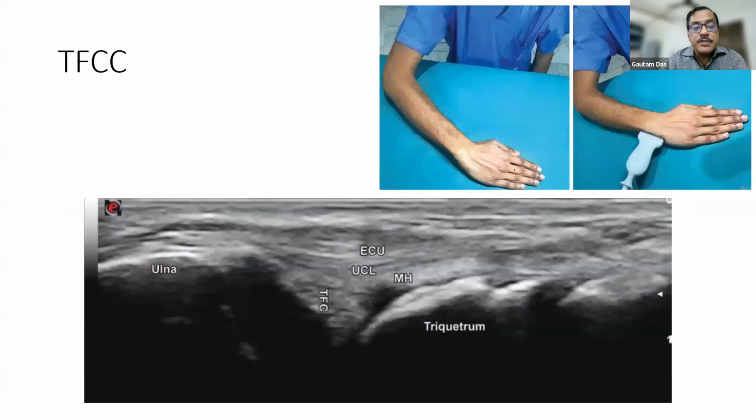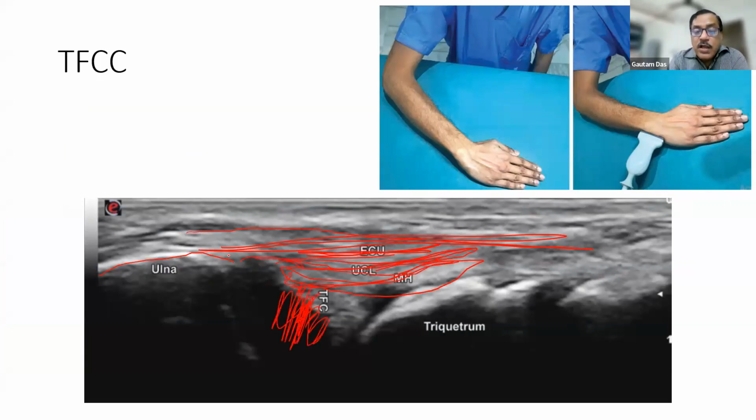This is the TFCC. This picture is important. This is the ulna. This is your extensor carpi radialis, extensor carpi ulnaris, SID. So this is one part of the triangular fibrocartilaginous complex. Below that, ulnar collateral ligament. Below that, meniscal homologue. This is the meniscal homologue. These two are the ulnar collateral ligament, and these are not very straight. These are a little bit curved, sagging down. And then the TFCC articular disc will be here, not seen very nicely because of this shadow. And this is the triquetrum. This is not a part.